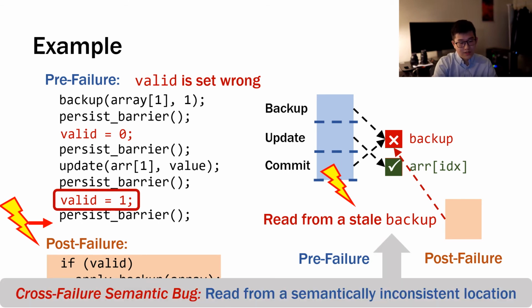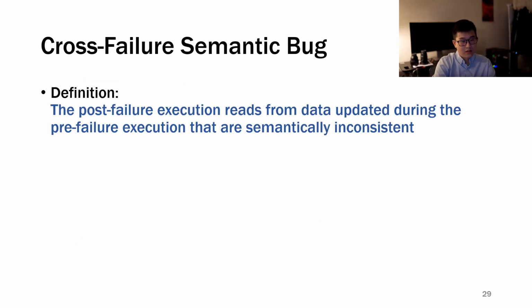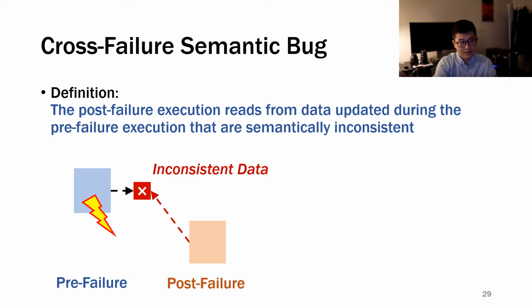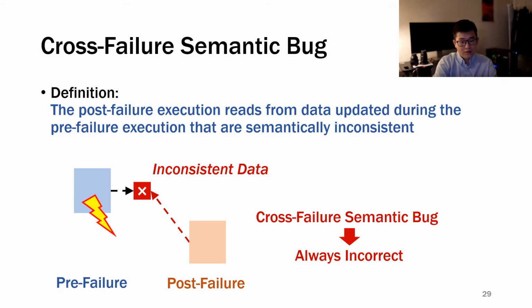So a cross-failure semantic bug, in summary, is reading from a semantically inconsistent location. More specifically, a cross-failure semantic bug is when the post-failure execution tries to read from data updated during the pre-failure execution that are semantically inconsistent according to the program logic. And because it's not a cross-failure race, all the outcomes are incorrect. So it is deterministically incorrect.